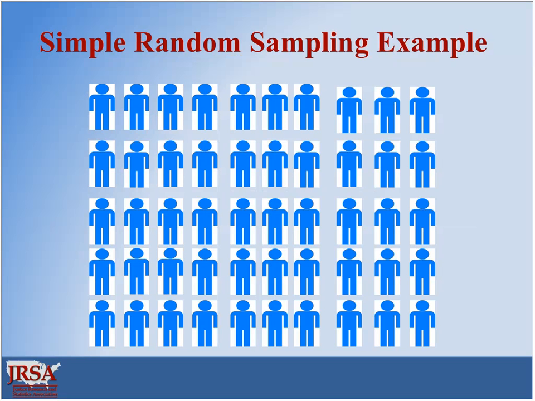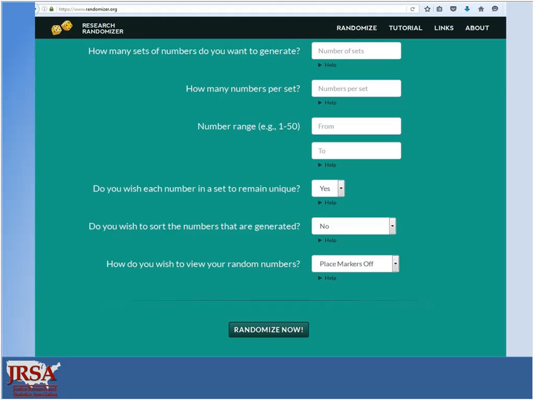First, you must number your graduates from 1 to 50, and then go to the random number generator. For example, this is the link that I provided. It will send you to this page, and then you fill this site out. So for example, you answer this list of questions. How many sets of numbers do you want to generate? You just want to generate 1. How many numbers per set? 20, because you're interested in selecting 20.